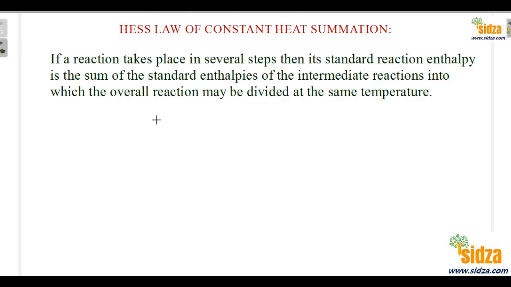It means if you carry out a reaction, suppose you want to convert carbon into carbon dioxide, by the combustion of carbon, you get carbon dioxide. The energy change in this reaction, let's write it as delta H1. This is the enthalpy change. Now, if you carry out the same reaction in two steps, first suppose you convert the carbon into carbon monoxide and then the carbon monoxide into carbon dioxide.